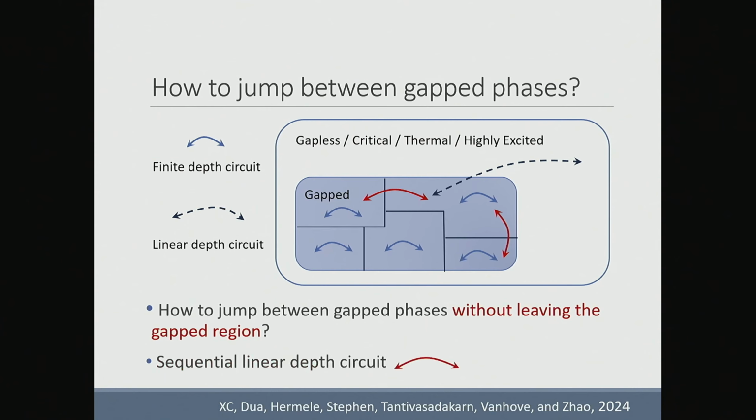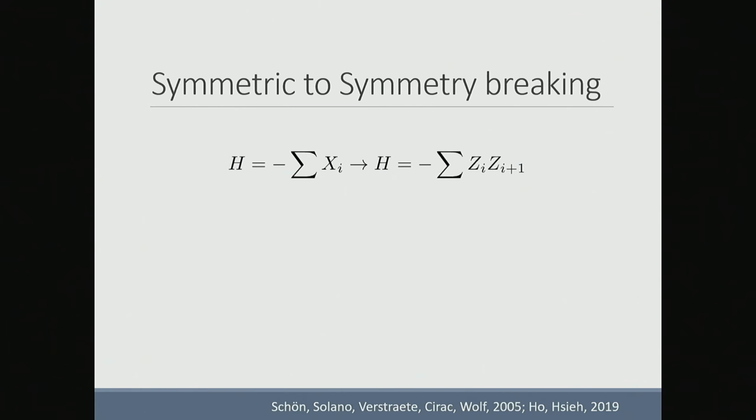And the answer, and that's what we figured out in 2024, the answer turns out to be something called a sequential quantum circuit. Okay. So let me tell you what the sequential quantum circuit is. And to show you what a sequential quantum circuit is, let me just demonstrate it with the simplest example of switching between two quantum phases.